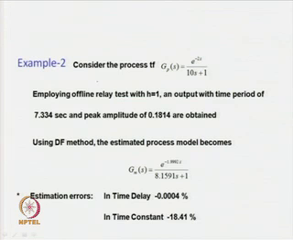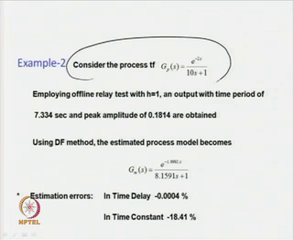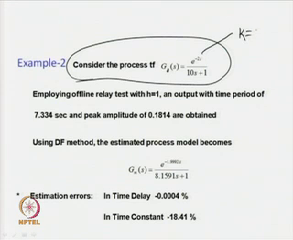In this example, we consider a process of dynamics G s is equal to e to the power minus 2 s upon 10 s plus 1. So, the original process has got a steady state gain of 1, a time delay of 2 and a time constant of 10, the original process.